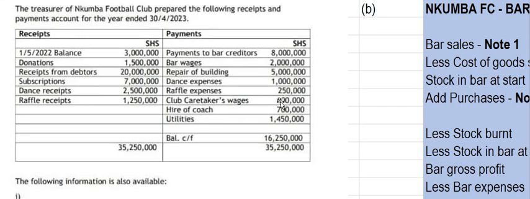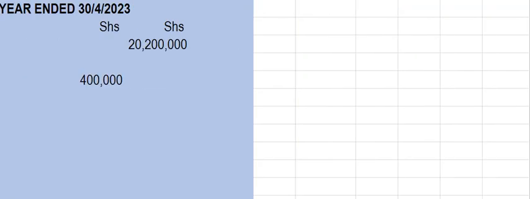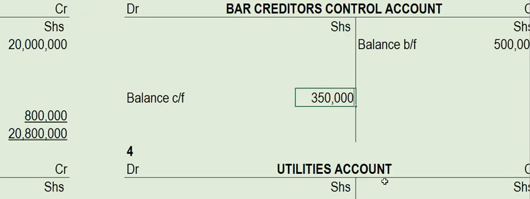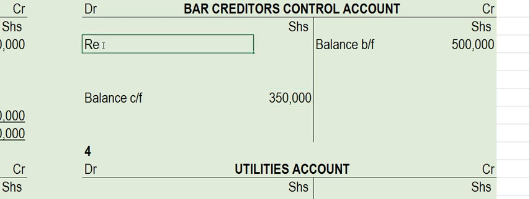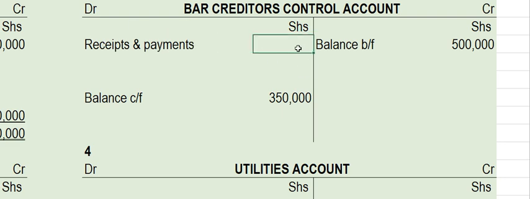So we have payments to bar creditors. According to the receipts and payments account, that's a credit. So in the trade creditors control account, you have to complete double entry by debiting that account. From the receipts and payments account, payments to the creditors, that is 8 millions.